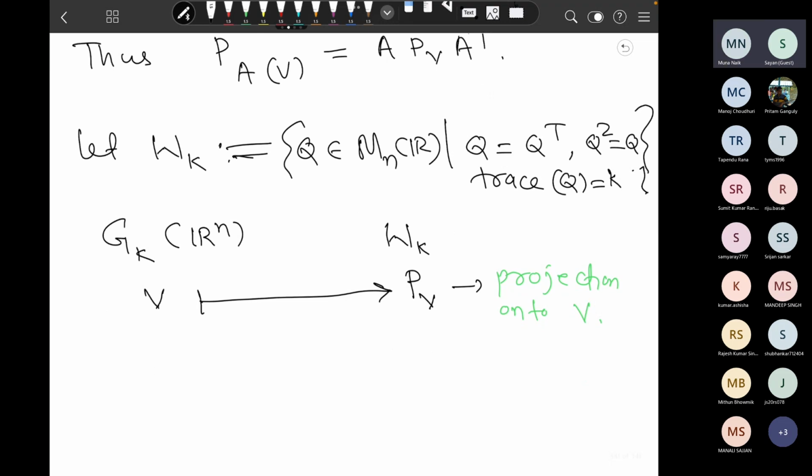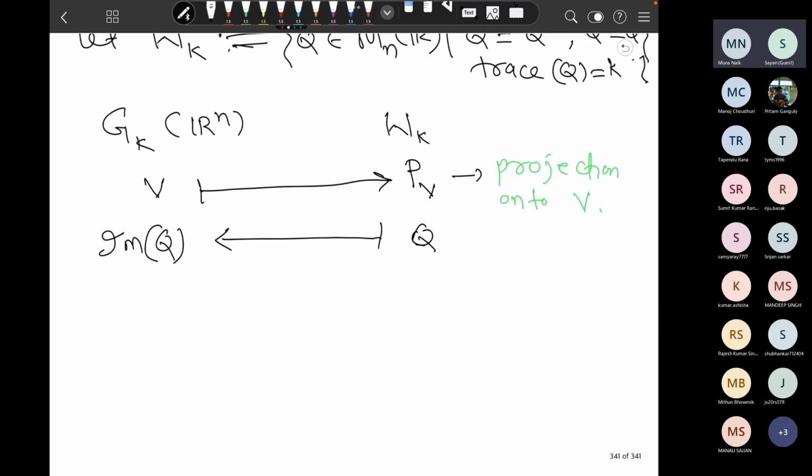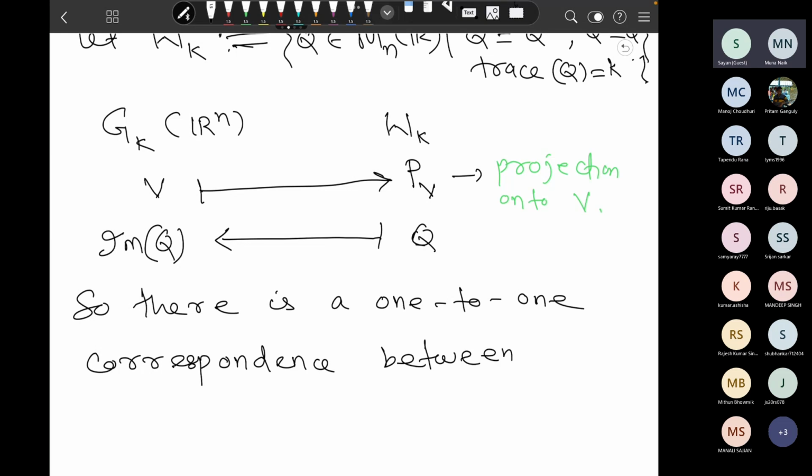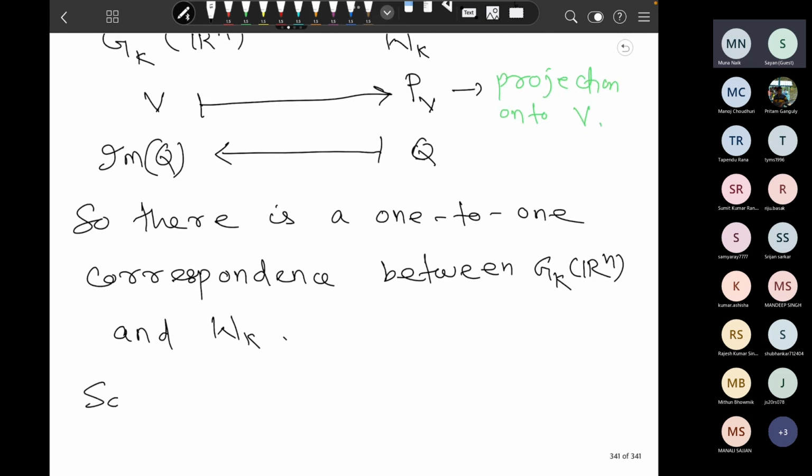Similarly, if you take an element Q here, I can associate an element from GKRN that is the image of Q. And this is really a one-to-one correspondence between this GKRN and WK. So I can identify GKRN and WK by this map. So GKRN is identified with WK.